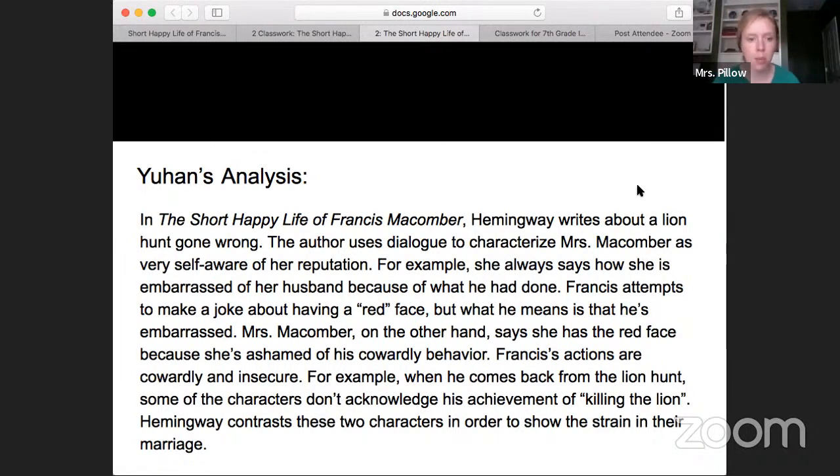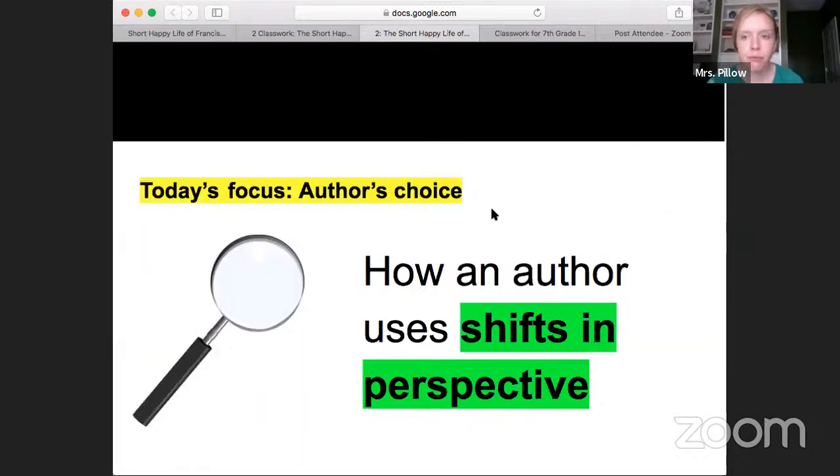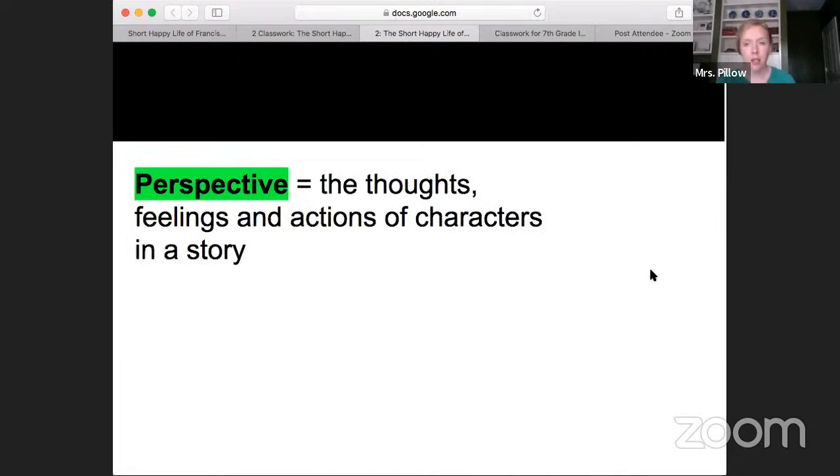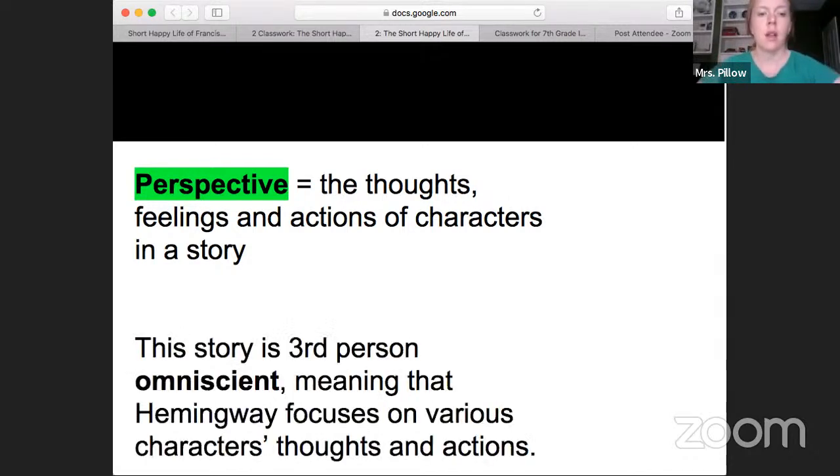Excellent job. And you did a great job noting details, especially about that red face and the double meaning behind that. Okay, we're going to look at how an author uses shifts in perspective. So perspective means the thoughts, the feelings, and the actions of characters in a story. So Wilson's perspective, McCumber's perspective, and Mrs. McCumber's perspective.